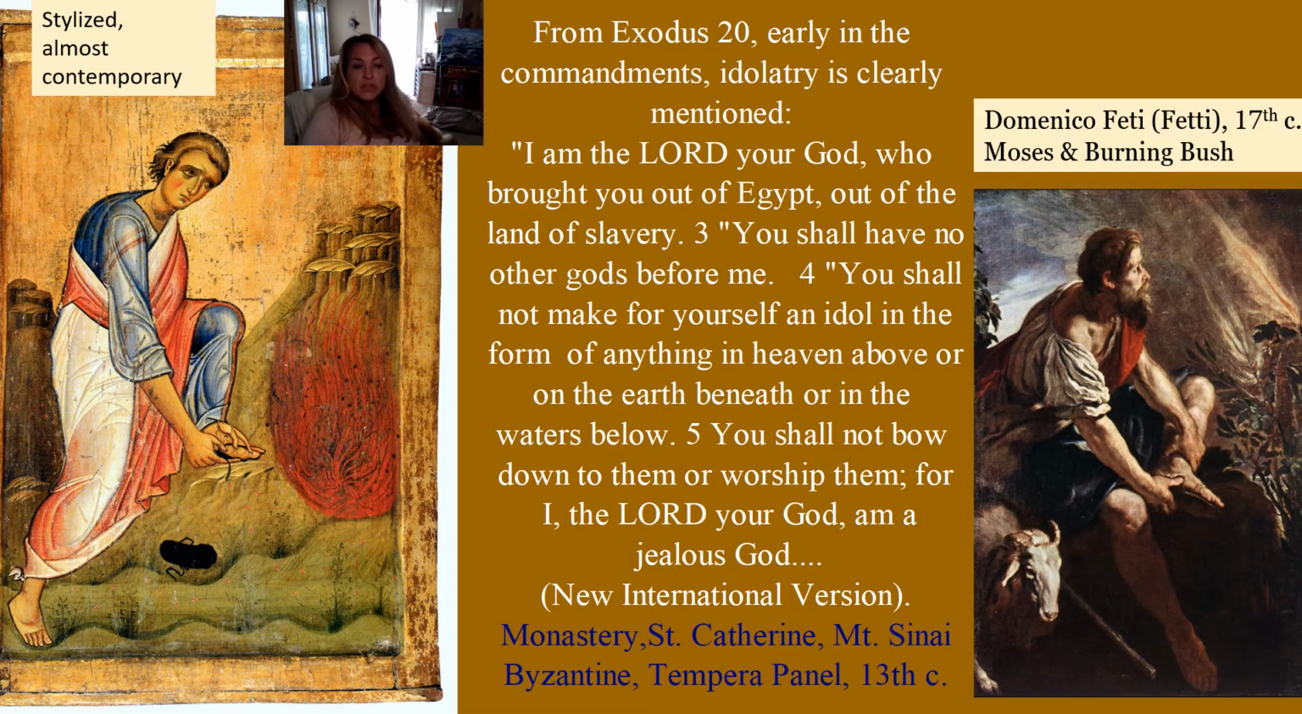So from Exodus 20, early in the commandments, idolatry is clearly mentioned. I am the Lord your God who brought you out of Egypt, out of the land of slavery. You shall have no other gods before me. You shall not make for yourself an idol in the form of anything in heaven above, or on the earth beneath, or in the waters below. You shall not bow down to them or worship them, for I, the Lord your God, am a jealous God. And it's from the New International Version.